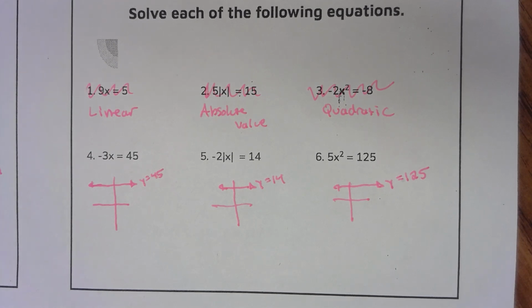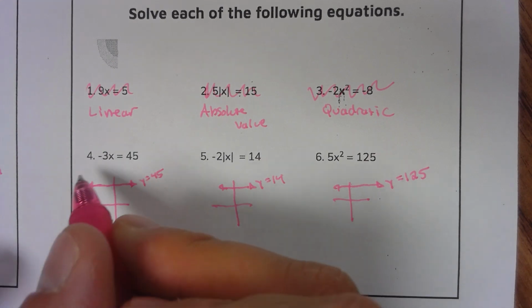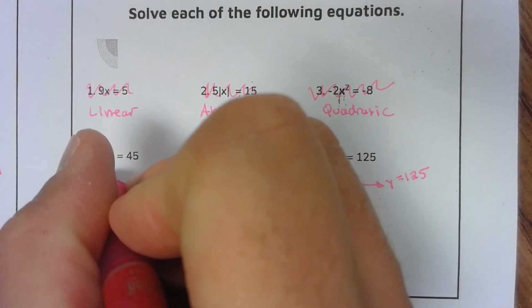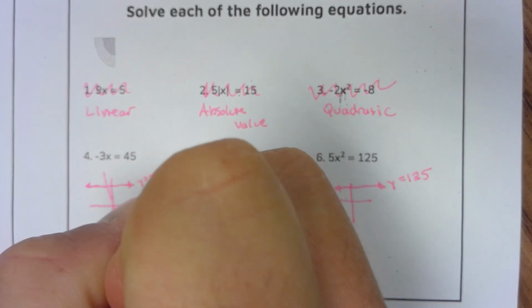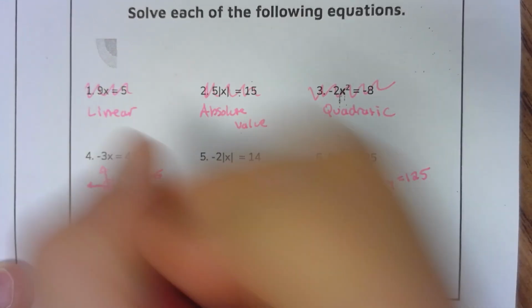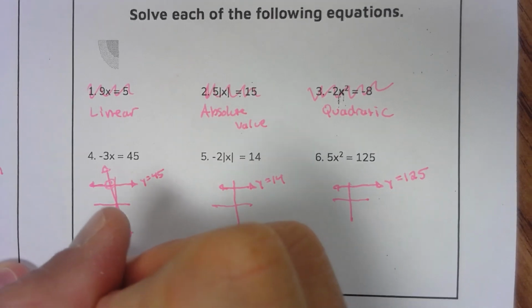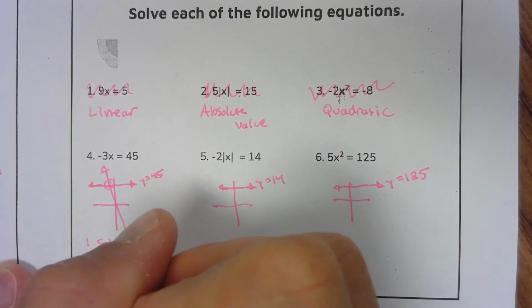Okay, and we just need to think about, really, what is the slope, or the a value? Does our graph open up or down? So when I'm graphing negative 3x, that's just a line with a slope of negative 3. And I see that this intersects once, and so I'm expecting one solution.